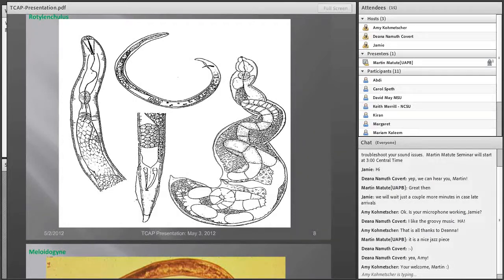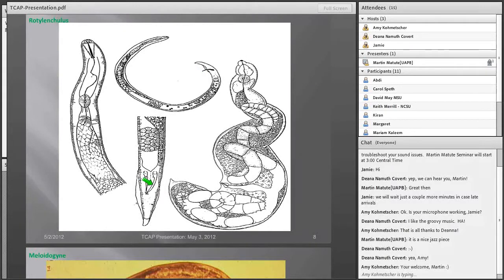Now with the male here, if you can see this structure over here, here they are, the two of them. They are called spicules. This is what the male uses to attach the female to itself so that sperm cells can be transferred from the male to the female. For this female here, we can actually see the vulva around this area.